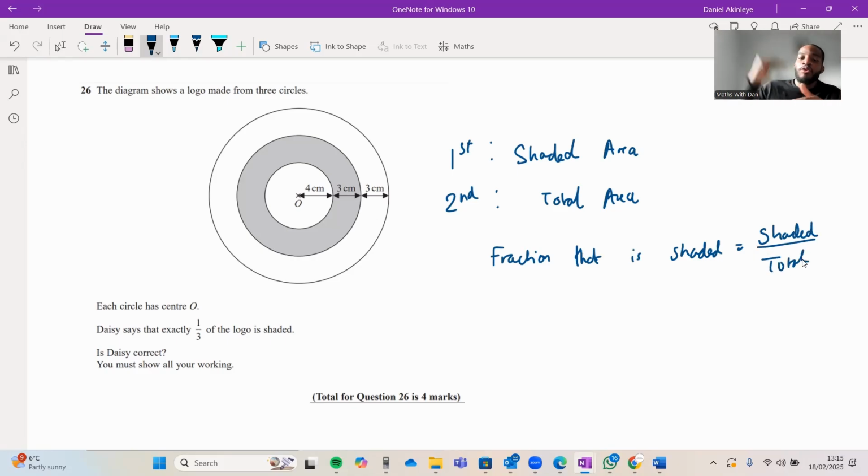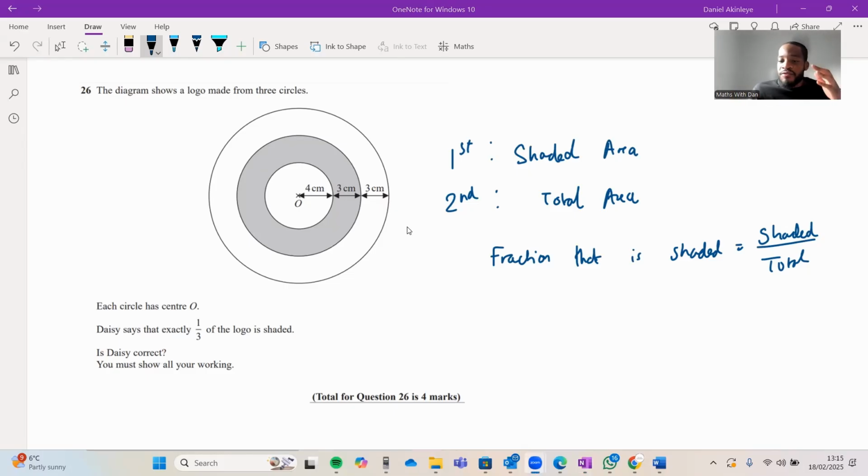Once we have those two, we put them over each other. That will give us the fraction that is shaded. And if it's equal to a third, then she's correct. If it's not, then she's incorrect. Does that make sense, guys?